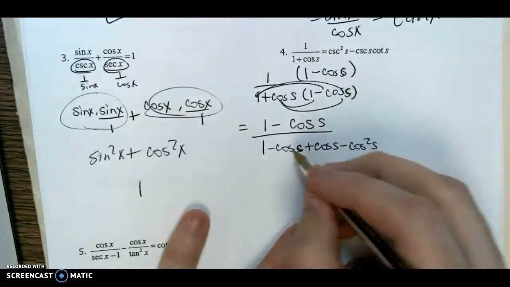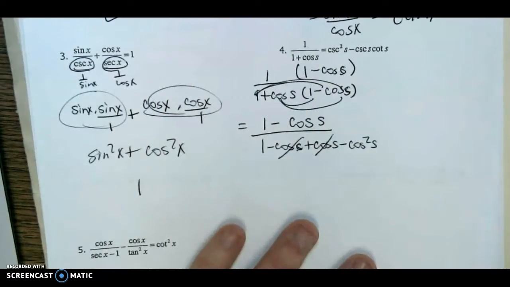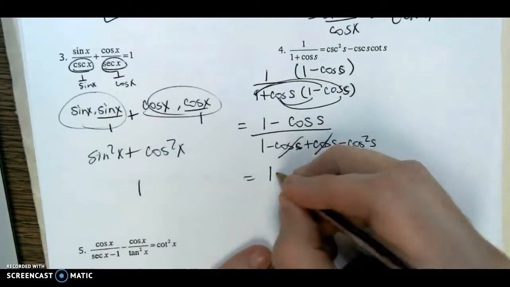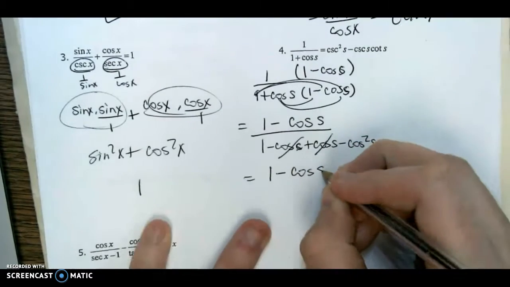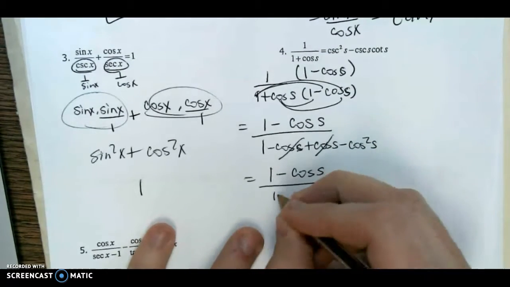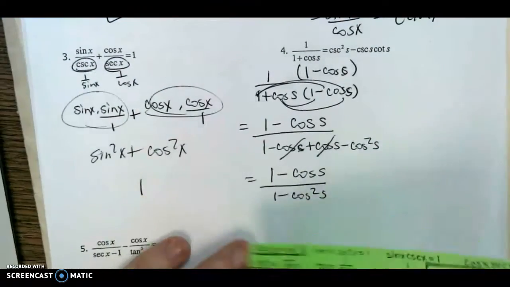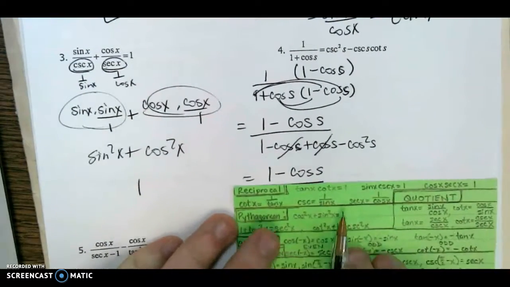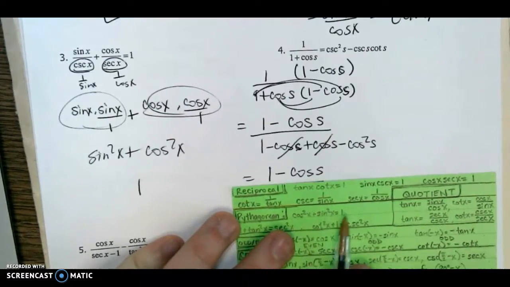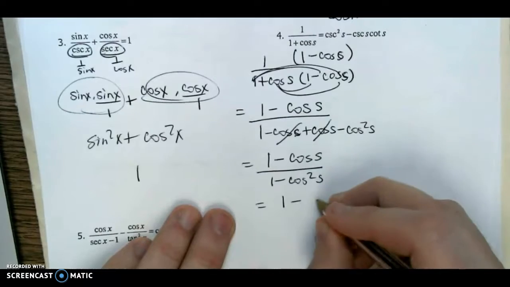Now when I FOILed, that cosine and negative cosine cancel. So I have 1 minus cosine on top over 1 minus cosine squared on the bottom. Now the bottom is Pythagorean. If I subtract cosine squared to the other side, I get sine squared. So the bottom changes into sine squared.